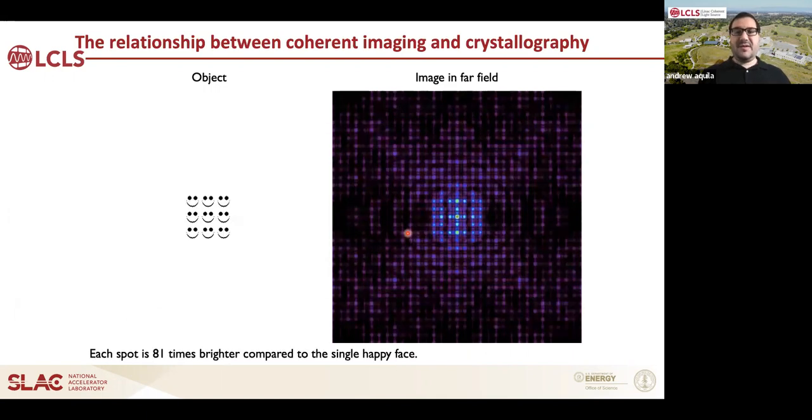Now, I did promise we'd get back to crystallography. Here is a 3x3 object, and this is what the diffraction looks like. It looks very similar to the happy face diffraction pattern, except you see these spots. And these spots are 81 times brighter than the single happy face, and that is just because the intensity goes as n squared. And of course, this is a small crystal.